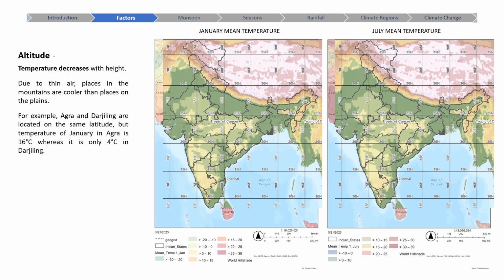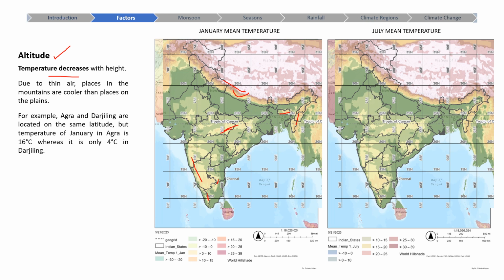Now the next is altitude. As we know, the temperature decreases with height. So at the right side you can see these maps. The overlay map shows the altitude here. This is the high altitude areas: Western Ghats, Satpuras, the Himalayas, Arakan Yoma. This is Garo Khasi Jaintia. These are the higher areas.